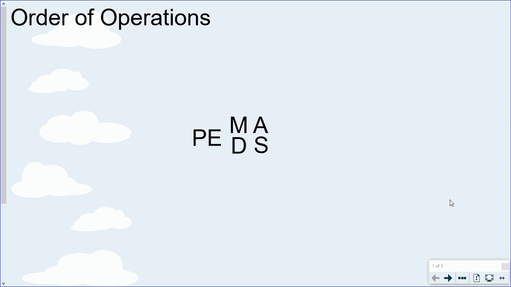All right, so this lesson is going to be on the topic of order of operations. And most people have been taught this acronym, PEMDAS. And a lot of times you learn the saying, please excuse my dear Aunt Sally, to remember this. So the P stands for parentheses, the E stands for exponents, the M is multiplication, the D is division, the A is addition, and the S is subtraction.